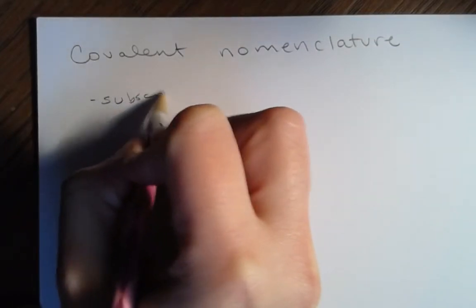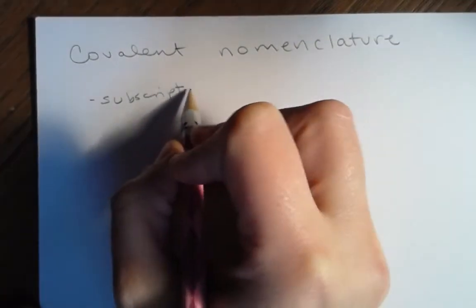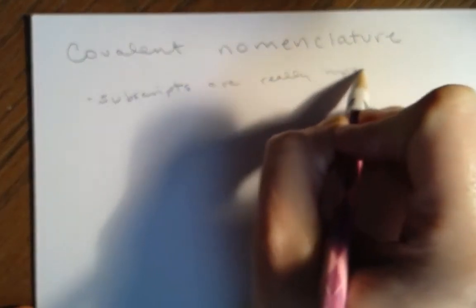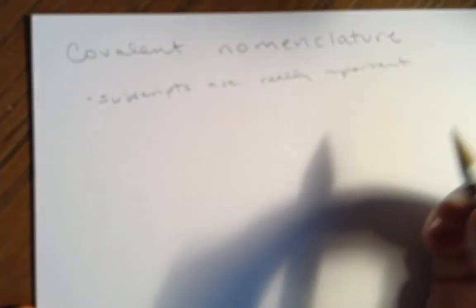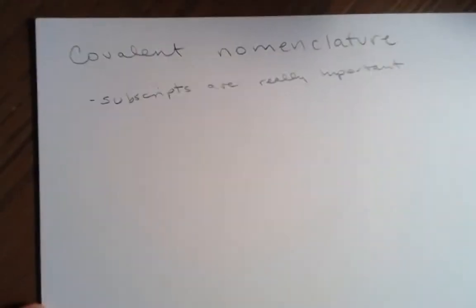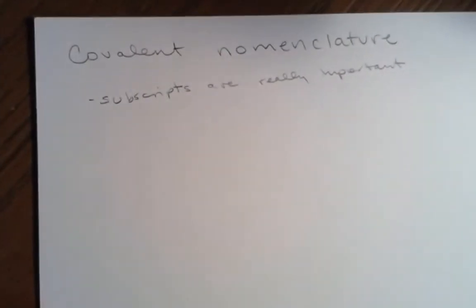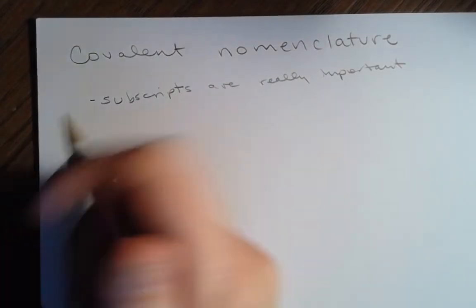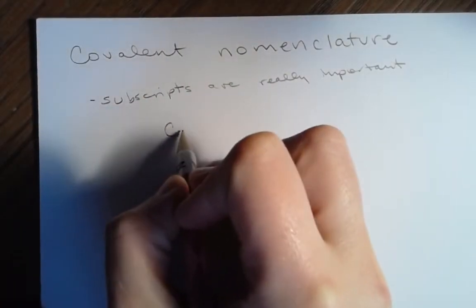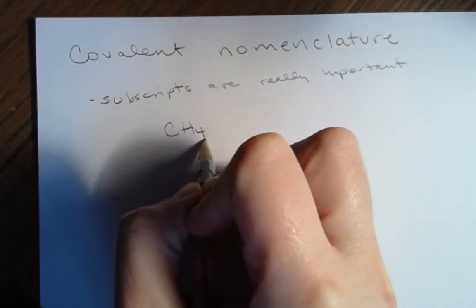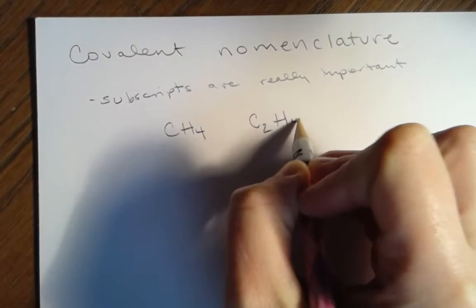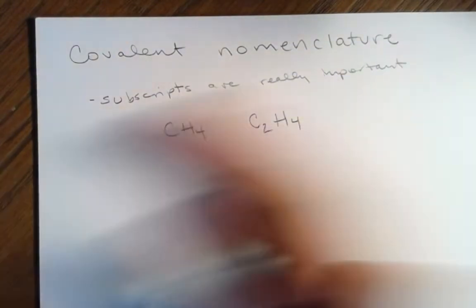Subscripts are really important, even if they are in a not reduced form. So for example, this exists, this exists, this exists.